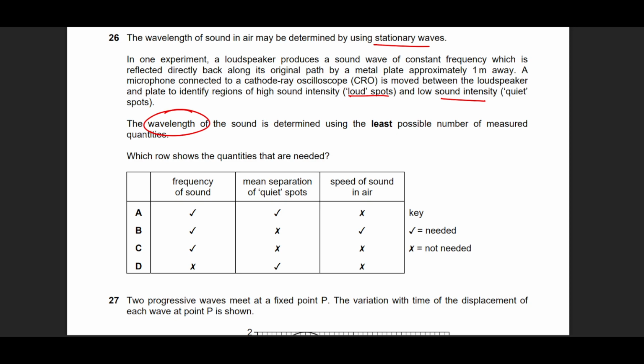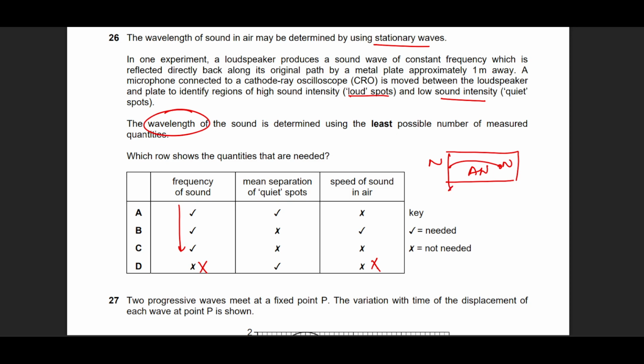Yes, wavelength. So we know that in stationary waves, the wavelengths can be measured by the distance between nodes and antinodes. This is, let's say, node, this is node, and this is antinode. If this is measured, then we can find the wavelength very easily and conveniently. So do we need the frequency? No, we don't. So the rest of the options don't even matter, but for the sake of discussion, the separation between quiet spots, okay. The speed, no, speed is not required because we need to find the wavelength. It's a physical quantity that is measured.